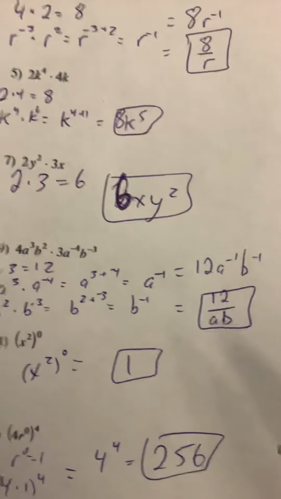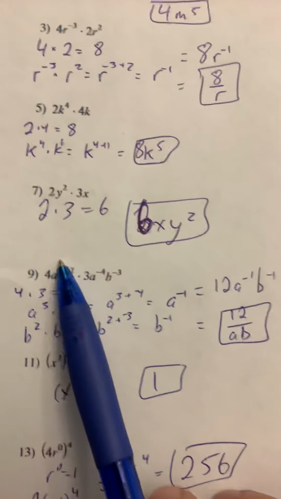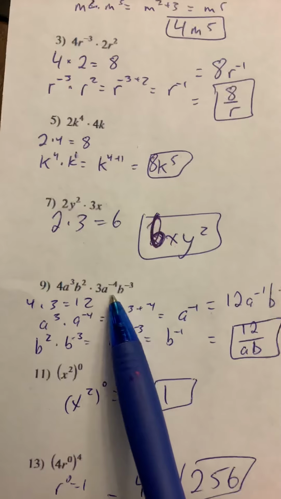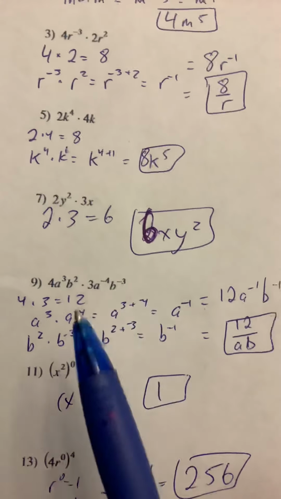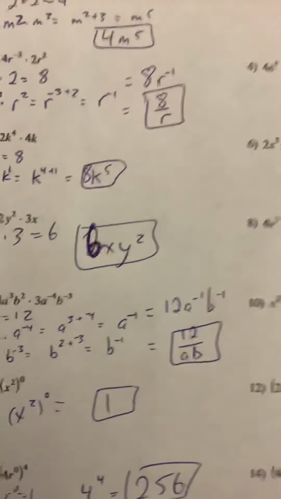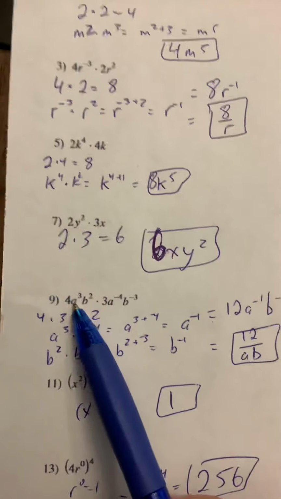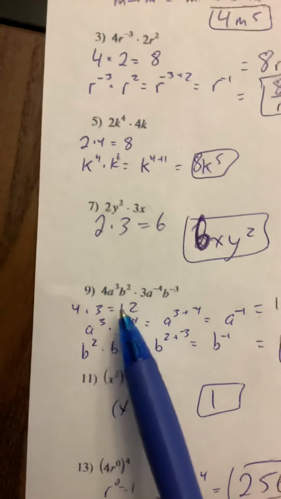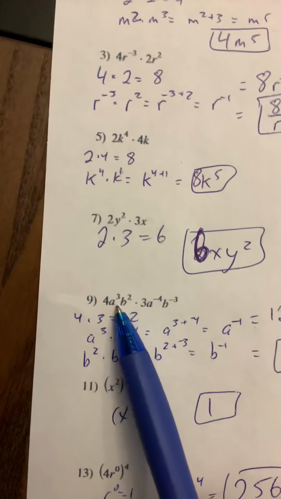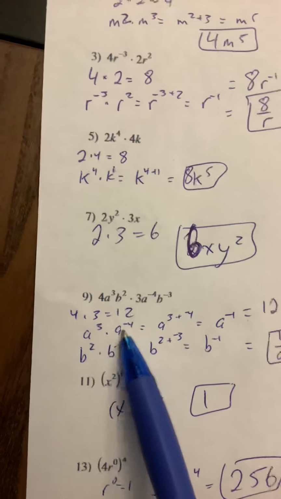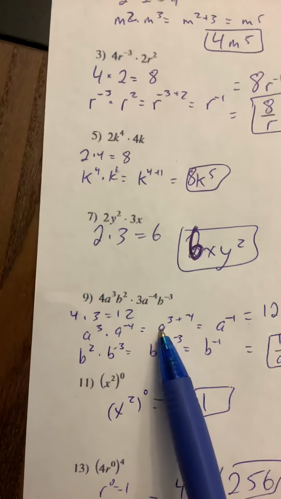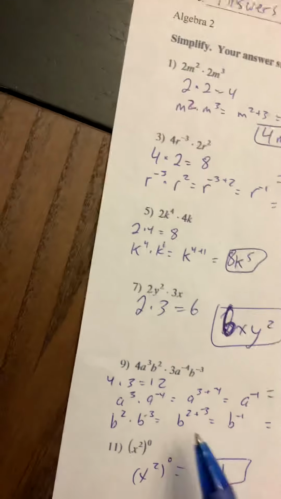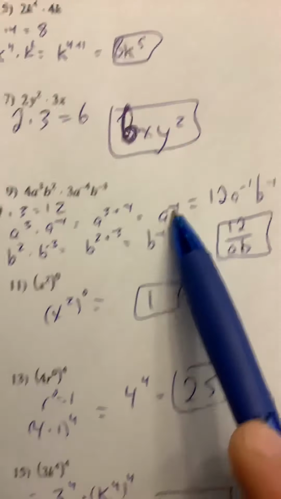For number 9, we've got this funky looking problem. We've got 4a to the third power b squared times 3a to the negative fourth b to the negative third. Don't freak out with the negatives just yet. You can freak out later, but for now, don't. Just keep doing the same rule. 4 times 3 gives us our 12. Okay? Then deal with just our like terms. We have the a to the third and a to the negative fourth. Multiplying common bases, keep the base a, add the exponents. 3 plus negative 4 is negative 1. So we've got a to the negative first power.